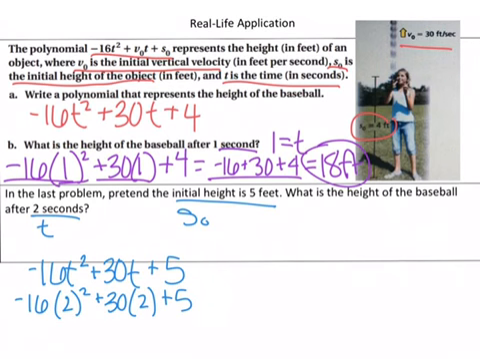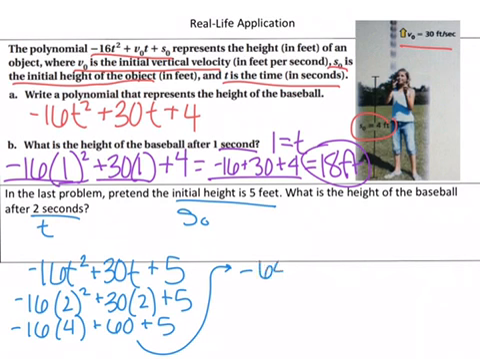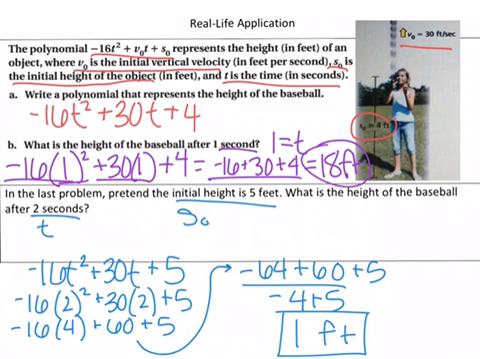So let's go ahead and solve it. We have negative 16 times 4 plus 60, plus 5. So we're going to go ahead and totally solve it. So we have negative 16 times 4, which is negative 64 plus 60 plus 5. When I start adding, using order of operations, we are given a negative 4 plus 5. Our answer is 1 foot. So if she was 5 feet tall and tossed the baseball up in the air, after 2 seconds, it's going to be 1 foot from the ground.